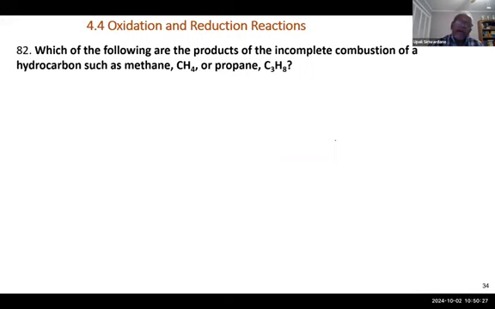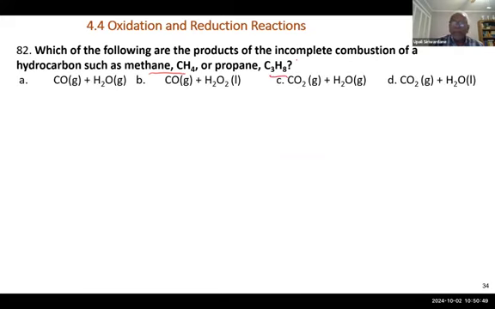Which of the following are the products of incomplete combustion of hydrocarbon, such as methane? Normally, hydrocarbons, when they react with oxygen, which we call combustion reaction, produce carbon dioxide and water.